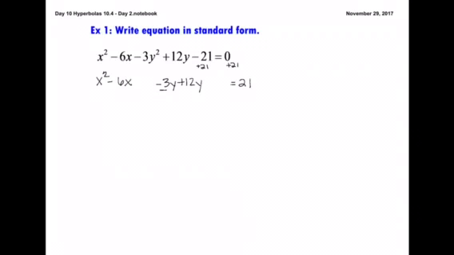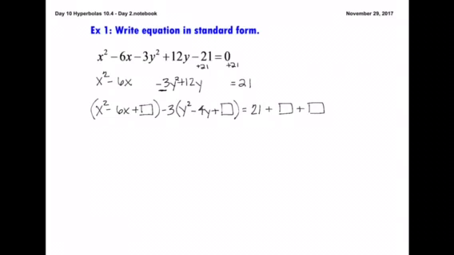We then need to factor out our negative 3. So our x squared minus 6x remains the same, and we can add our box. When we factor out our negative 3, we get y squared minus 4y plus box equals our 21. Make sure you add your boxes to the right-hand side of your equation, and remember your second box, you need to multiply negative 3 times what's in that box, so however you need to remind yourself of that.